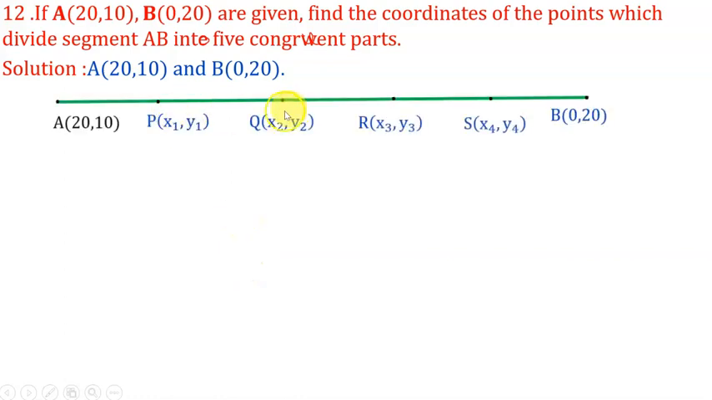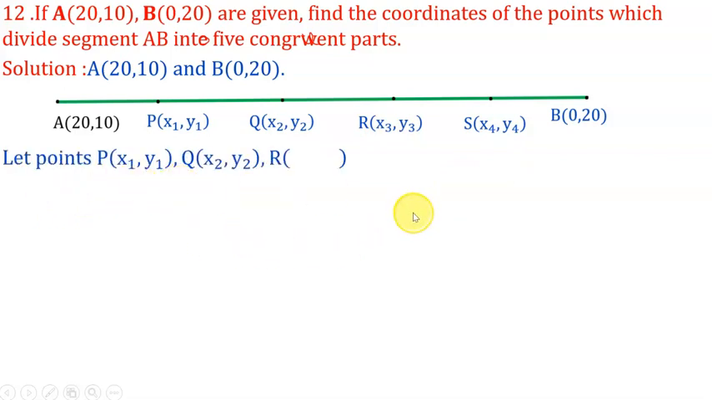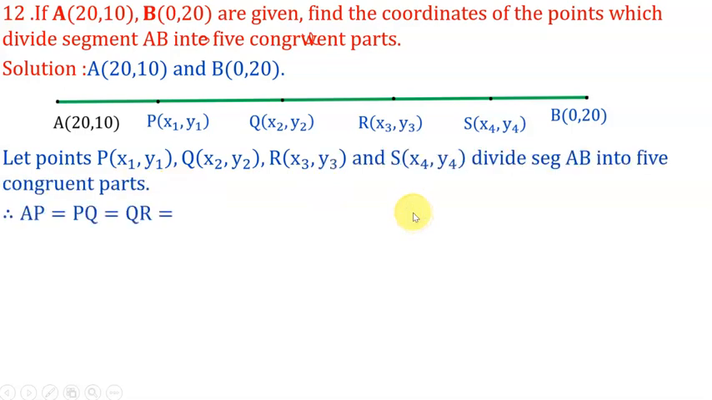A चे coordinates आहेत आणि B चे देखील आहेत. See this here, the points P, Q, R, S divide the segment AB into 5 congruent parts. प्रत्येकाला x1, y1 इथे x2, y2, x3, y3, x4, y4. Okay. The coordinates of the points P, Q, R इथे लिहिलेले सर्व.